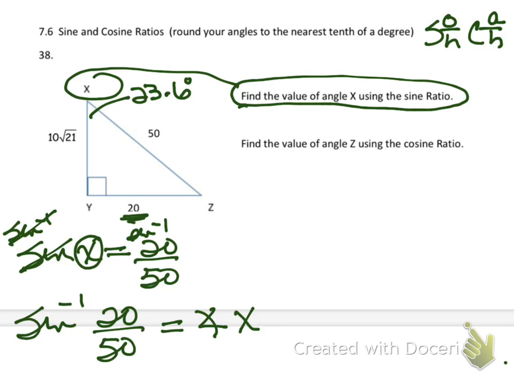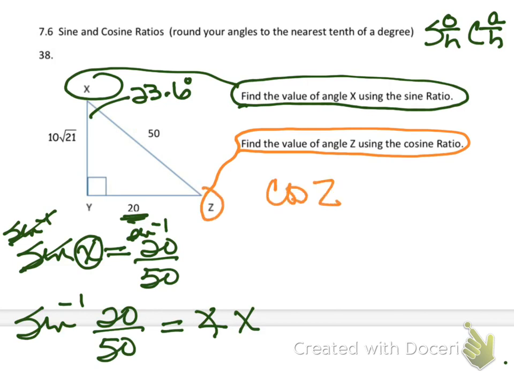Let's now do angle z. So let's change color. If I want to find the value of angle z using the cosine ratio, then cosine of z equals adjacent over hypotenuse. Adjacent is the length next door, 20, and the hypotenuse is always opposite the right angle, so that's 50. Notice we have the exact same ratio, but a different trig function.